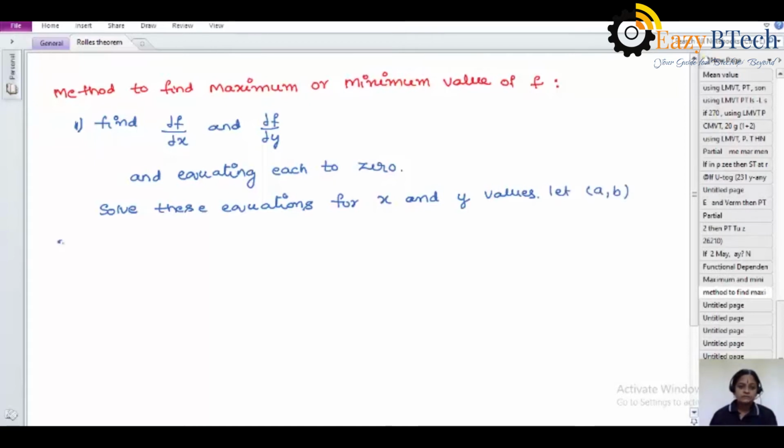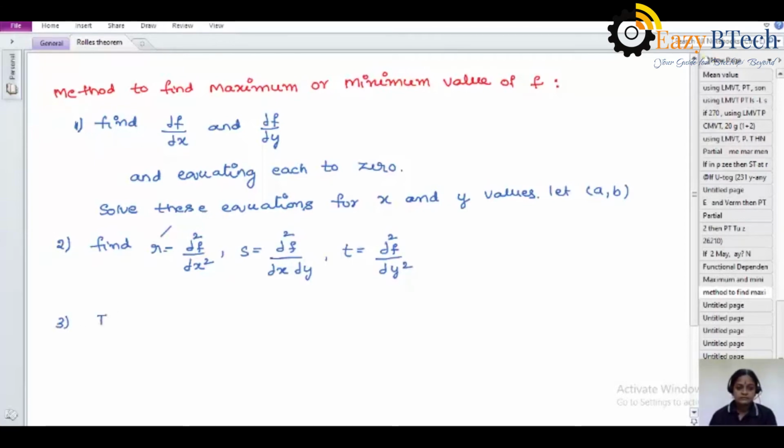Okay, so now the second step to find the maximum or minimum of a function is to find r is equal to dou square f by dou x square, s is equal to dou square f by dou x dou y, and t is equal to dou square f by dou y square. Okay, finding these three values.